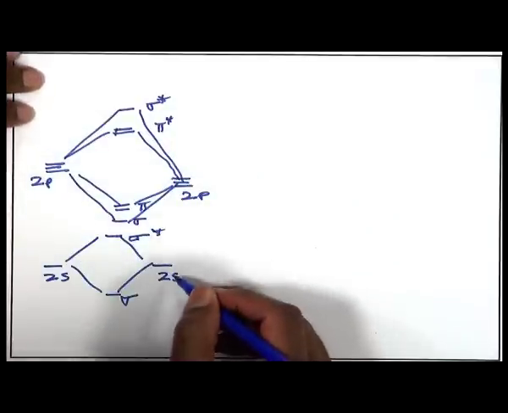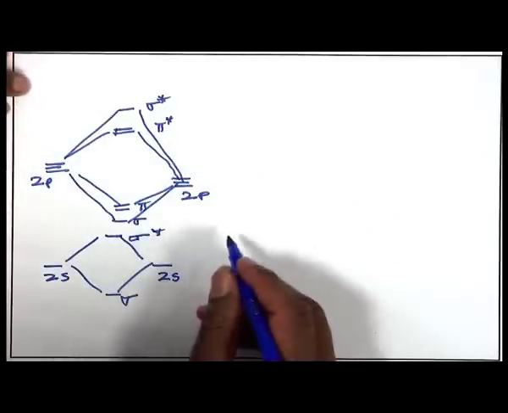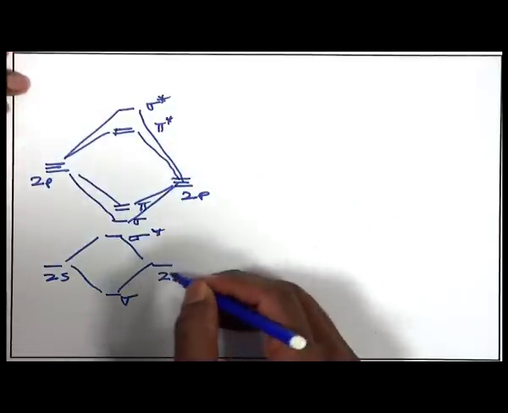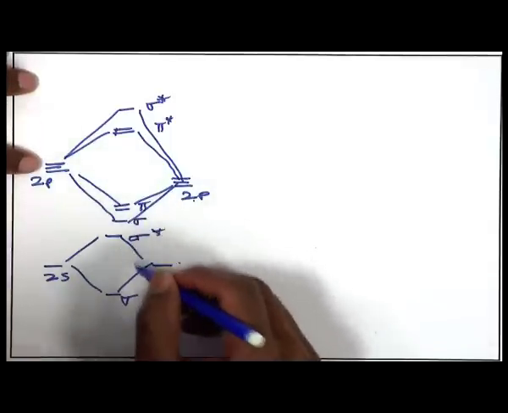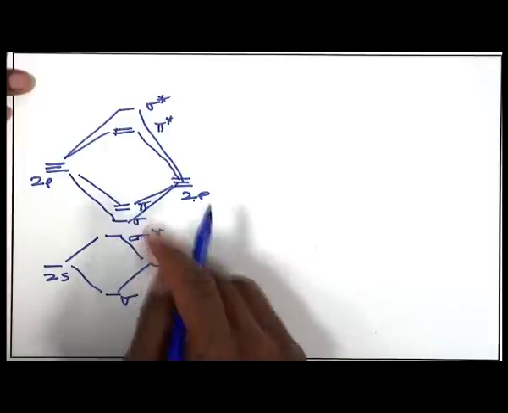Because the effective nuclear charge is less for elements located on the left side, there is mixing between the 2s and 2p orbitals. So, let us see that this type of energy levels are formed.